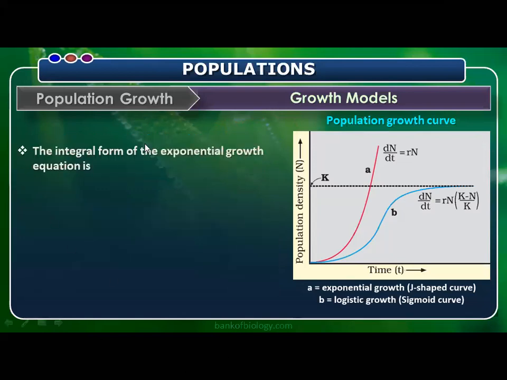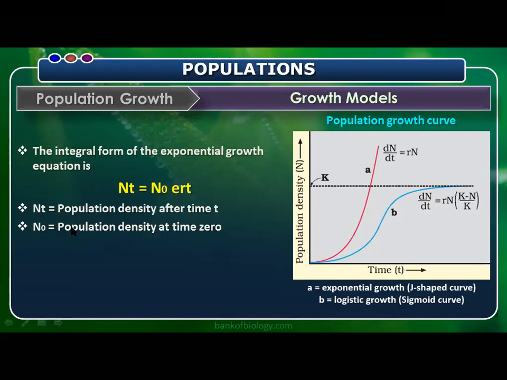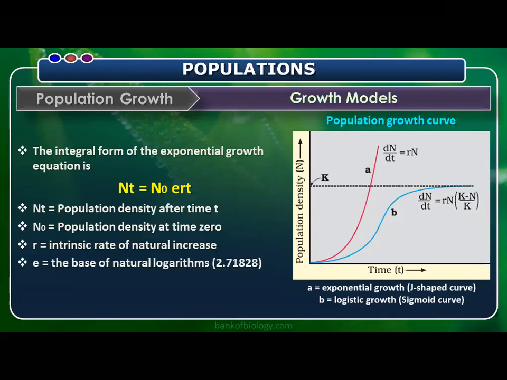When the same is explained in the integral form of the exponential growth equation, it is shown in the form of Nt equal to N0 e^rt. We should not try to understand this in detail here; we just need to understand the integral form of the exponential growth. Here, Nt equal to population density after time t, N0 equal to population density at time 0, r equal to intrinsic rate of natural increase. And this value is very important. The logarithmic base value of e is 2.71828. This is very important to be remembered.